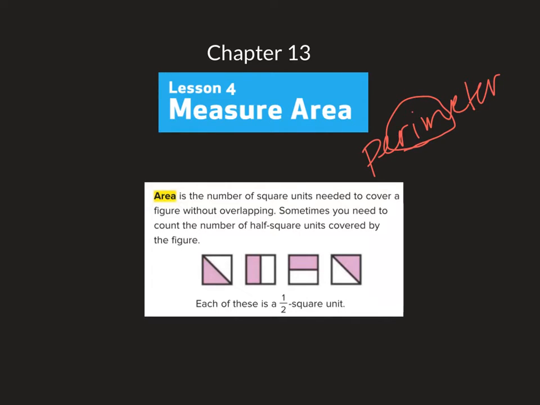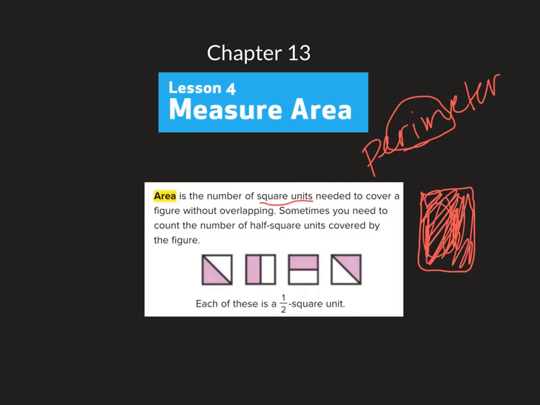Now area, I like to think of it as if you're going to put carpet in your house. Let's say you have a rectangular room and you want to put carpet in. You don't put carpet around the outside, right? You put carpet in the inside. So the area tells us how much flat space we have on the inside. So area is the number of square units needed to cover a figure without overlapping.